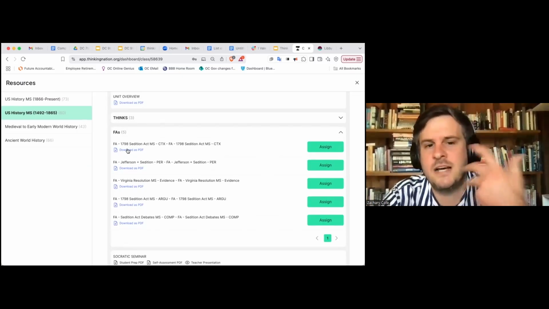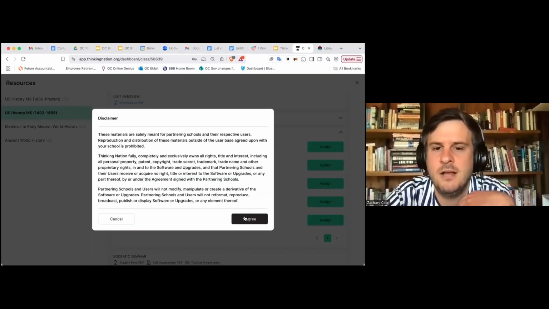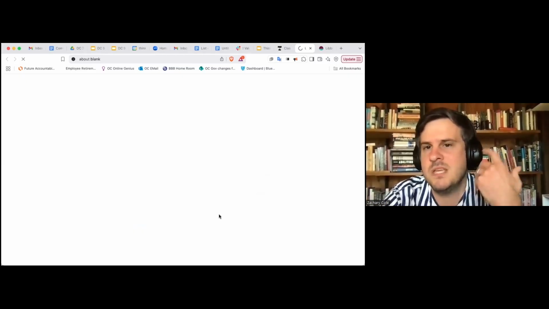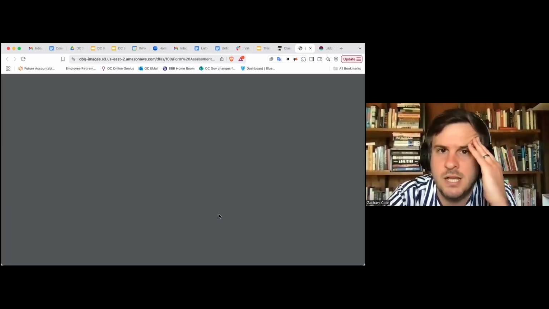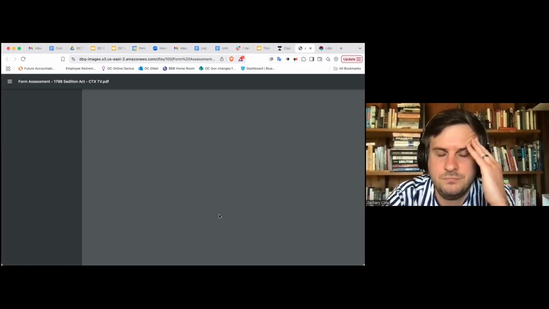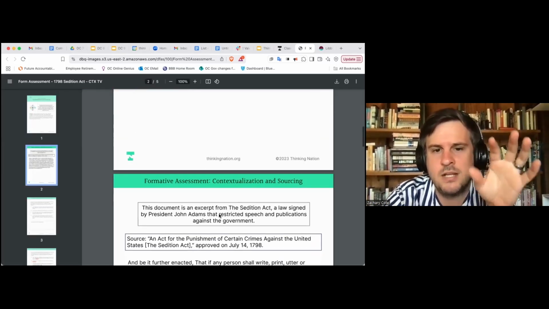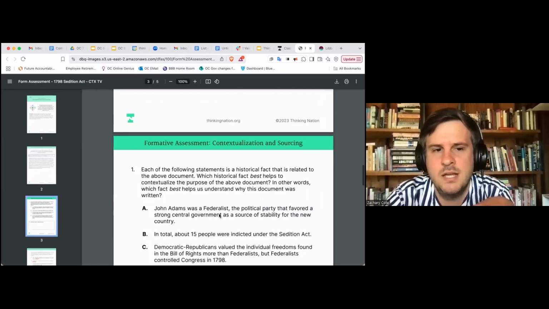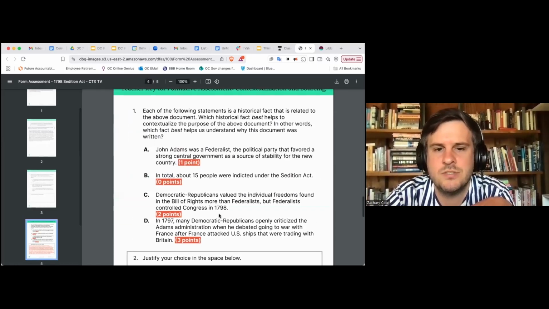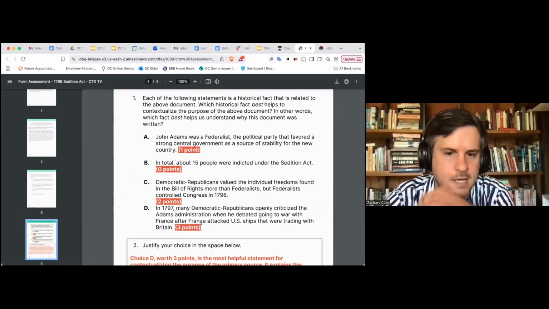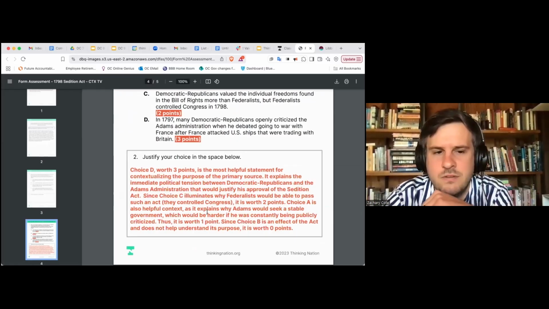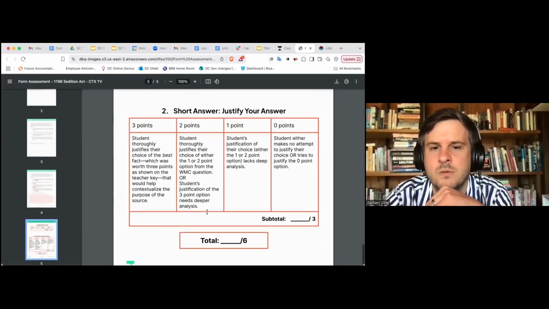You can also download them as PDFs. I'll just show this really quick because the PDFs also have an answer key. Here we can see that contextualization icon. This is the same thing we saw. And then this is the teacher version. So we have the answer key, a justification for that answer key, and then the rubric that is used.